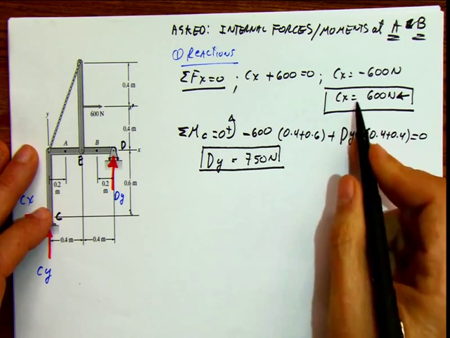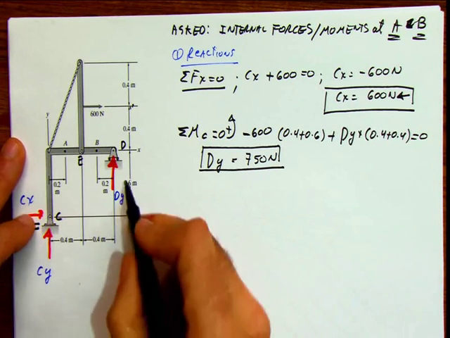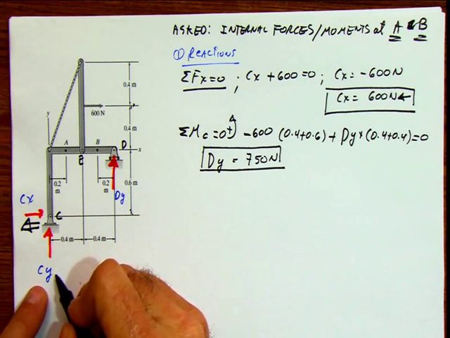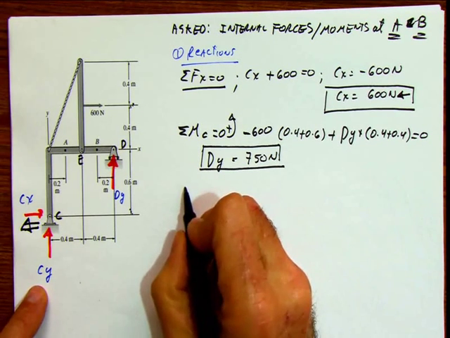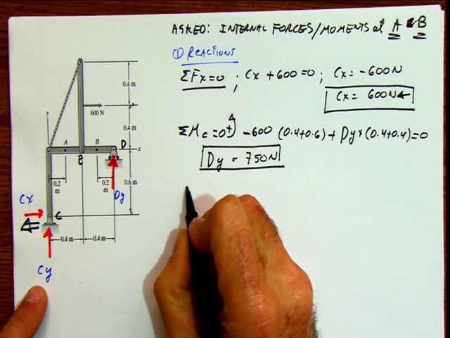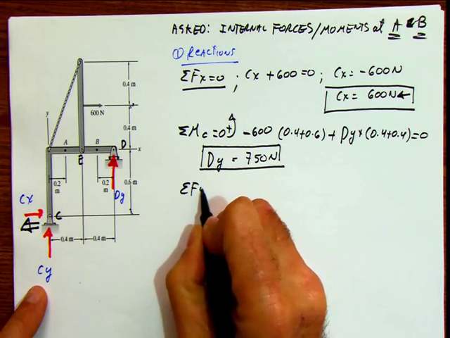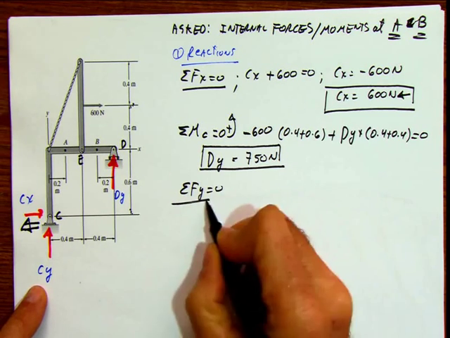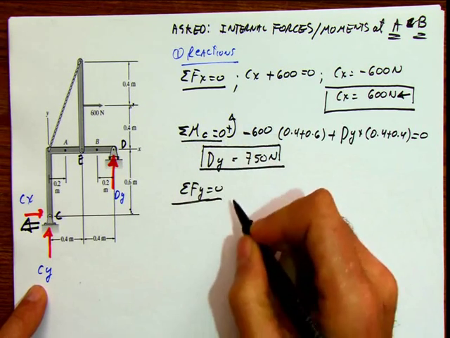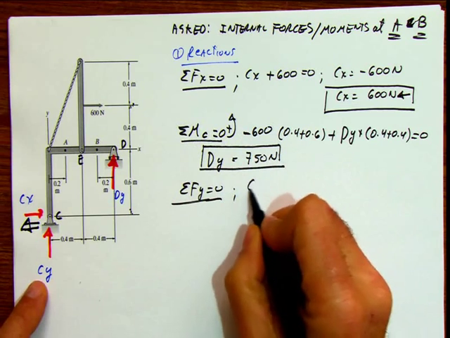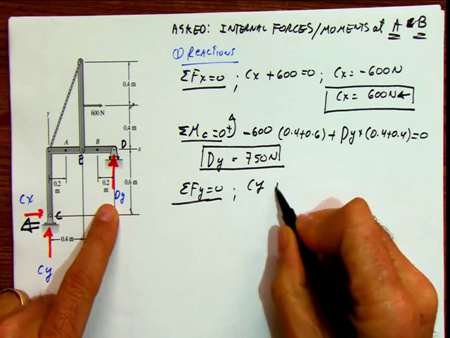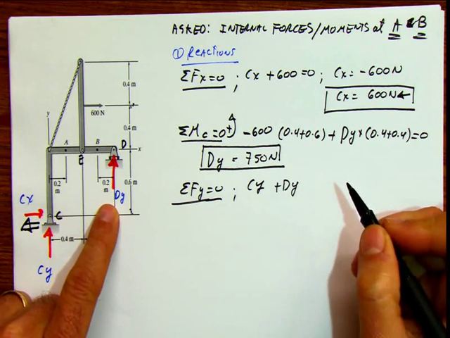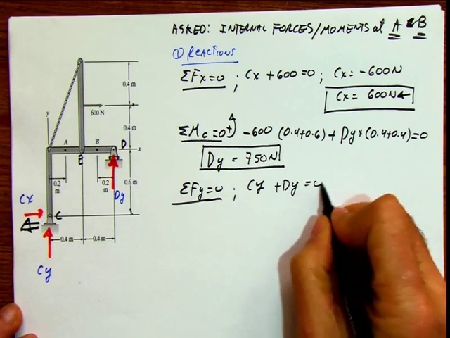Okay, now we have Cx and Dy. I only need to calculate Cy in order to complete my reactions, and that's going to be done by doing summation of forces in y equals 0. And summation of forces in y equals 0 then will be Cy plus Dy, and I don't have anything else, equals 0.